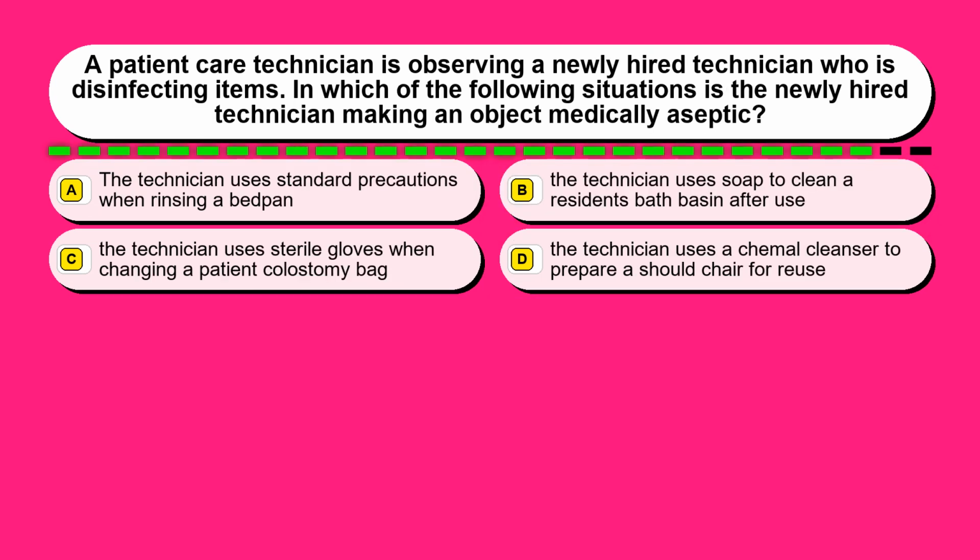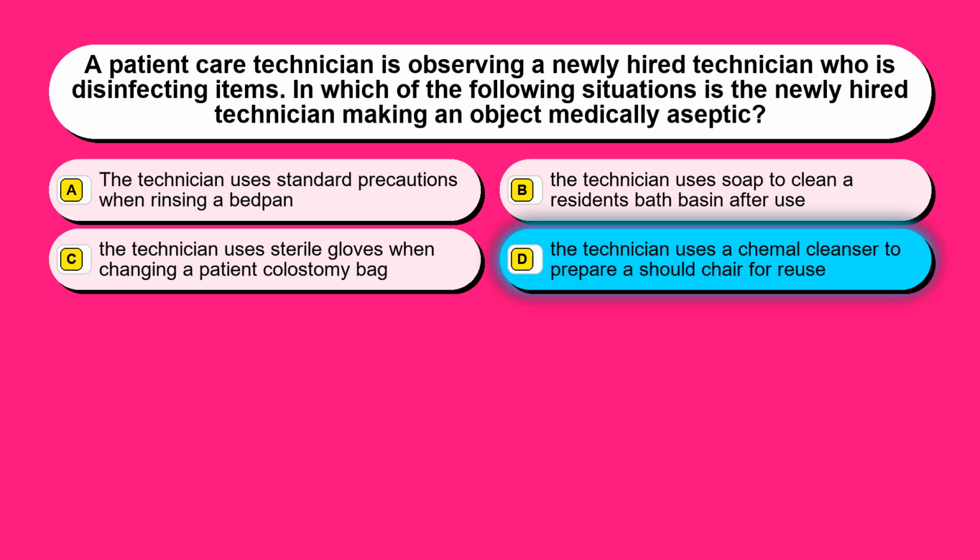Question 62. A patient care technician is observing a newly hired technician who is disinfecting items. In which of the following situations is the newly hired technician making an object medically aseptic? Option A, the technician uses standard precautions when rinsing a bedpan. Option B, the technician uses soap to clean a resident's bath basin after use. Option C, the technician uses sterile gloves when changing a patient's colostomy bag. Option D, the technician uses a chemical cleanser to prepare a shower chair for reuse.